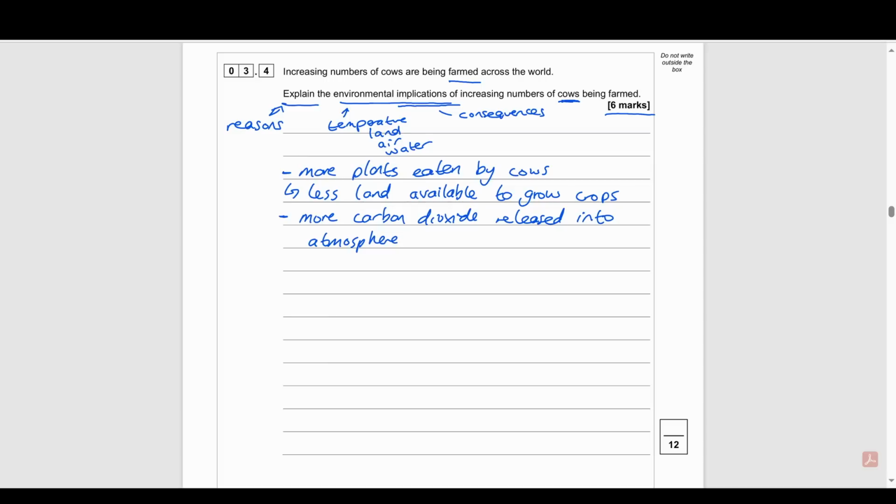Now, not only will the cows release carbon dioxide, but they're a bit different because they will release methane into the atmosphere also. So more carbon dioxide will be released into the atmosphere and more methane will be released into the atmosphere. Now, what's the environmental implications of more carbon dioxide and methane released into the atmosphere? Well, both carbon dioxide and methane are examples of greenhouse gases.